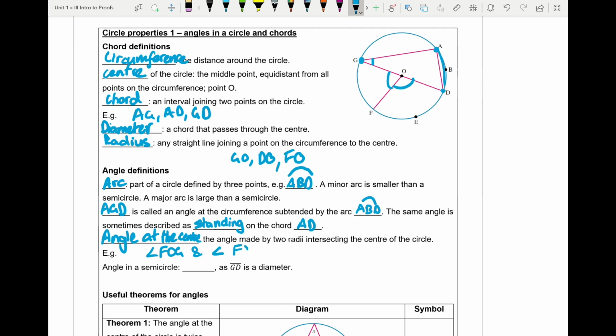Right, and then lastly, the angle in a semicircle, in our case here, is the angle GAD. It's called an angle in a semicircle because the chord GD is a diameter. It goes through the center. So that chord GD is cutting this into a semicircle, so an angle in the semicircle is GAD.